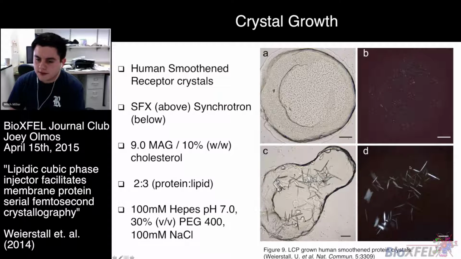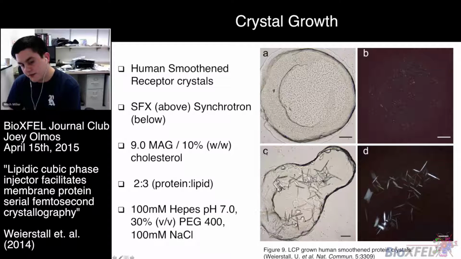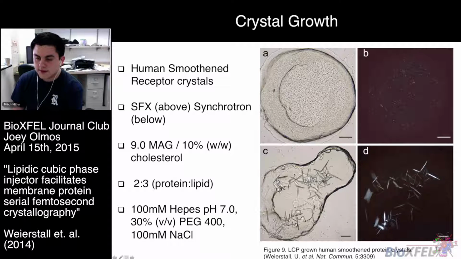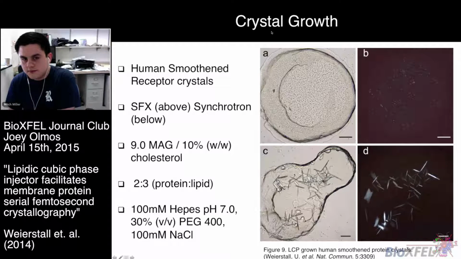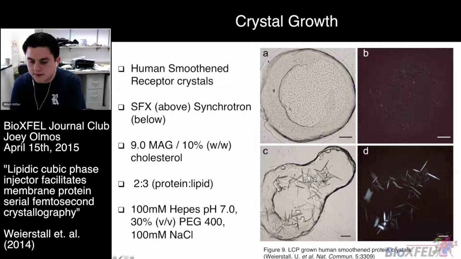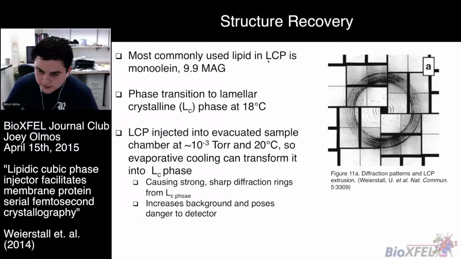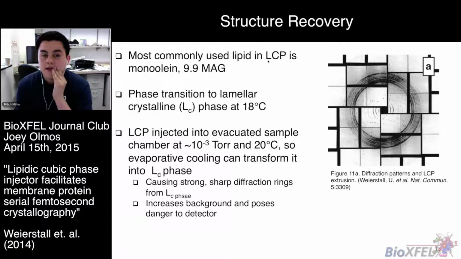In the paper they mentioned that they did try to collect data and determine the structure using a synchrotron light source with the crystals shown here in C and D, but they were unable to do so. But obviously they went on to be able to do so with A and B using the XFEL light source. Here's an image of some of the diffraction patterns collected initially from those microcrystals using the XFEL. And it looks funky, right?